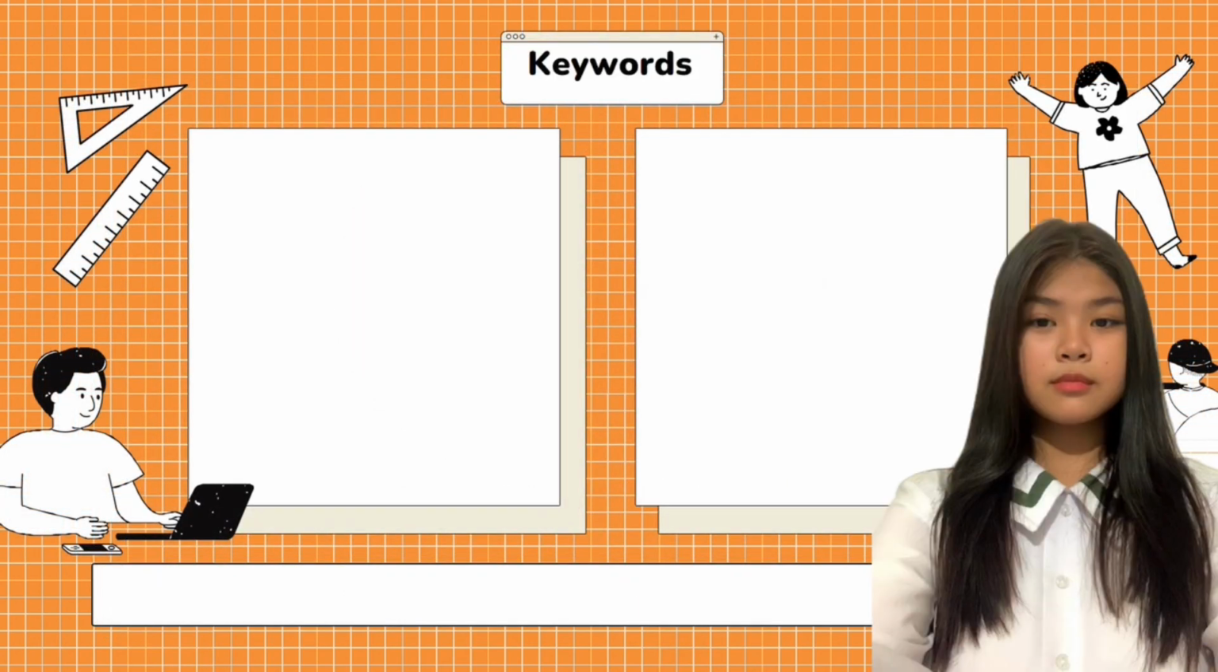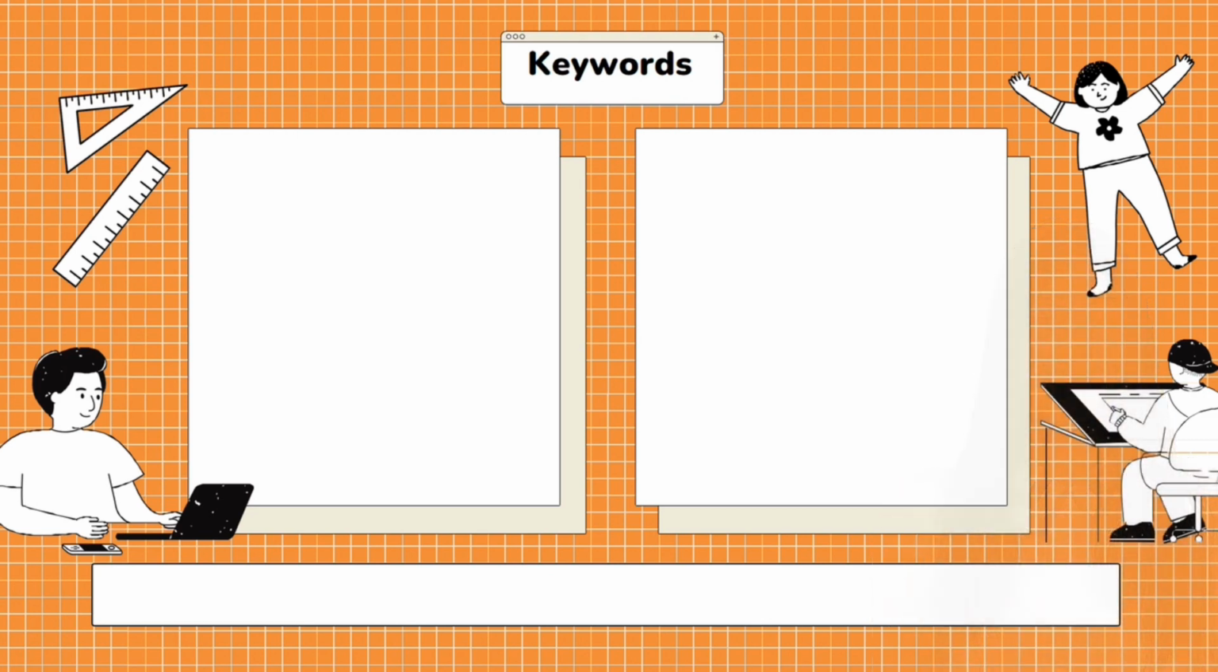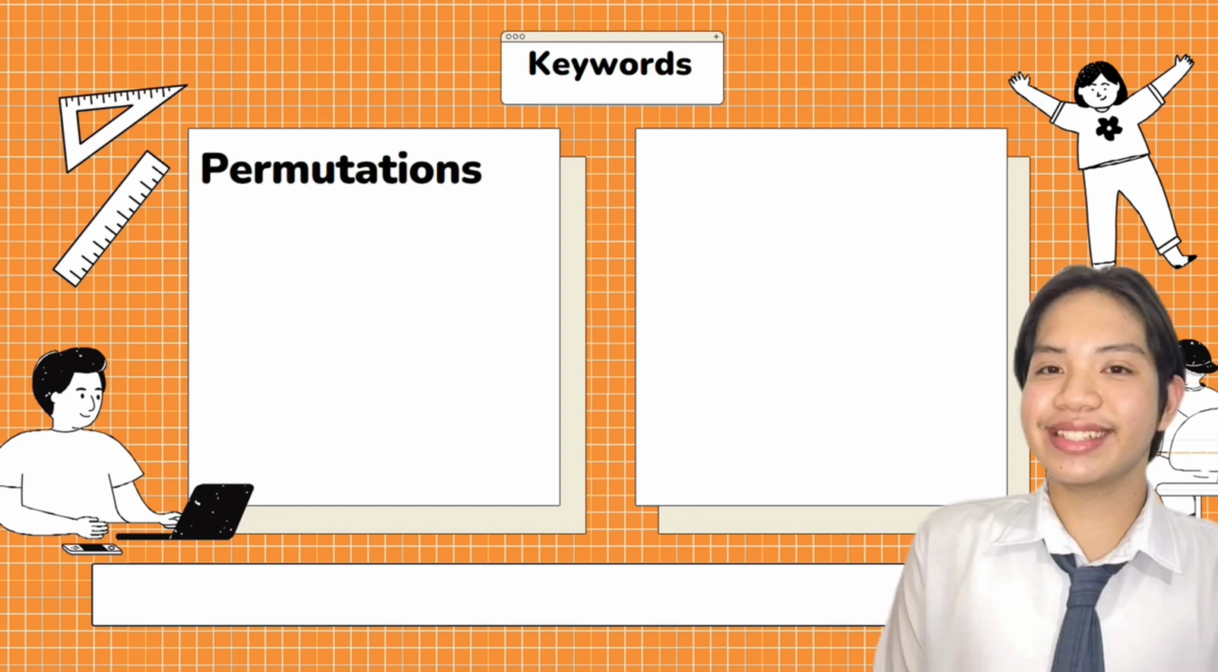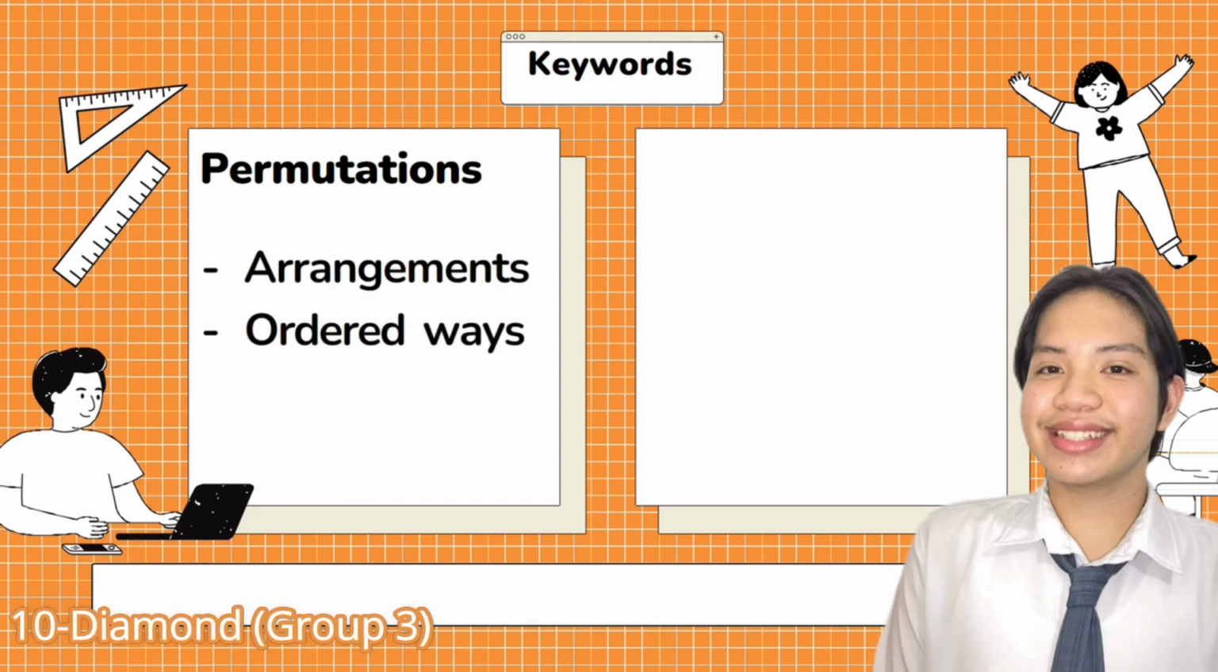Visualizing each problem first will assist you in determining if the problem is about combination or permutation. In addition, we have the following keywords to help you identify a question. Keep an eye out for the following keywords in a question to identify a permutation question: arrangements, ordered ways, unique, and permutation. If you see one of these terms in a question, it means it's a permutation question.